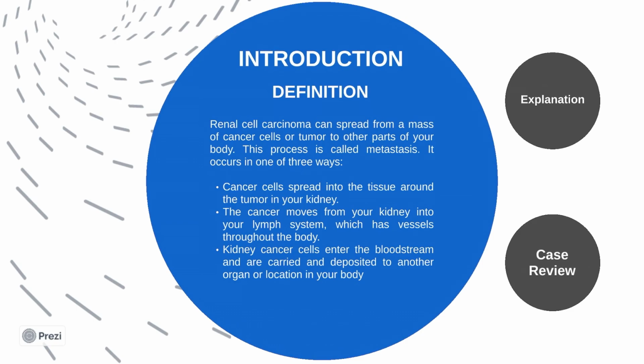Definitions. Introductions. Renal cell carcinoma can spread from a mass of cancer cells, or tumor, to other parts of your body. This process is called metastasis. It occurs in one of three ways. Cancer cells spread into the tissues around the tumor in your kidney. The cancer moves from your kidney into your lymph system, which has vessels throughout the body. Kidney cancer cells enter the bloodstream and are carried and deposited to another organ or location in your body.